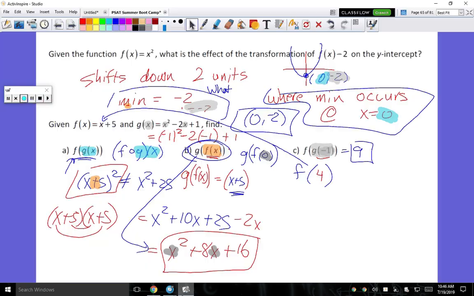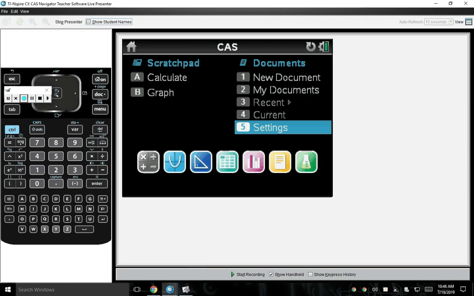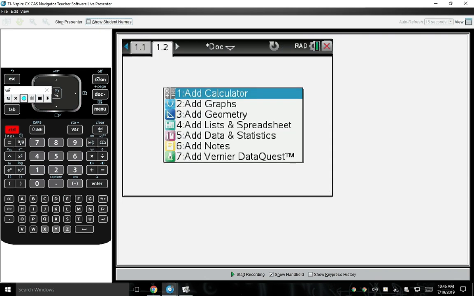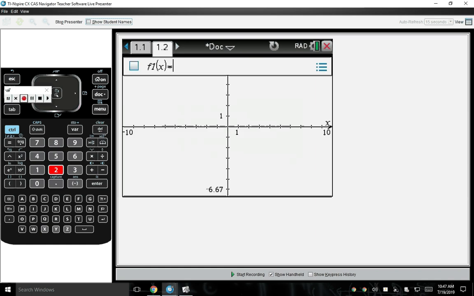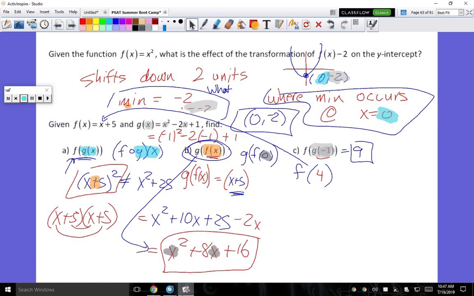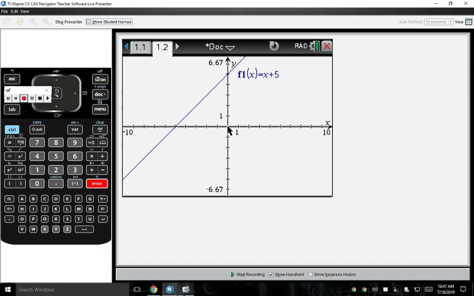Here we go. My two functions are x plus 5. And I'm going to show you two ways to do this. New document, calculator. Control, add a page, press 2 for a graphing calculator. And my first function is x plus 5. And I'll enter. My second function was x squared minus 2x plus 1. So here we go. Tab, x squared minus 2x plus 1.